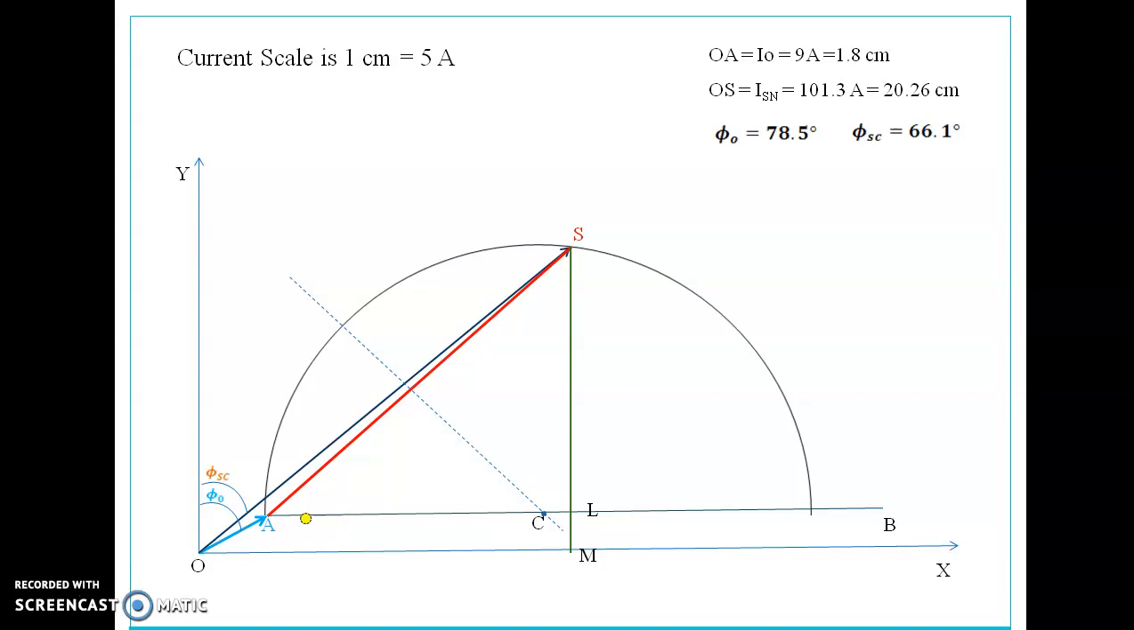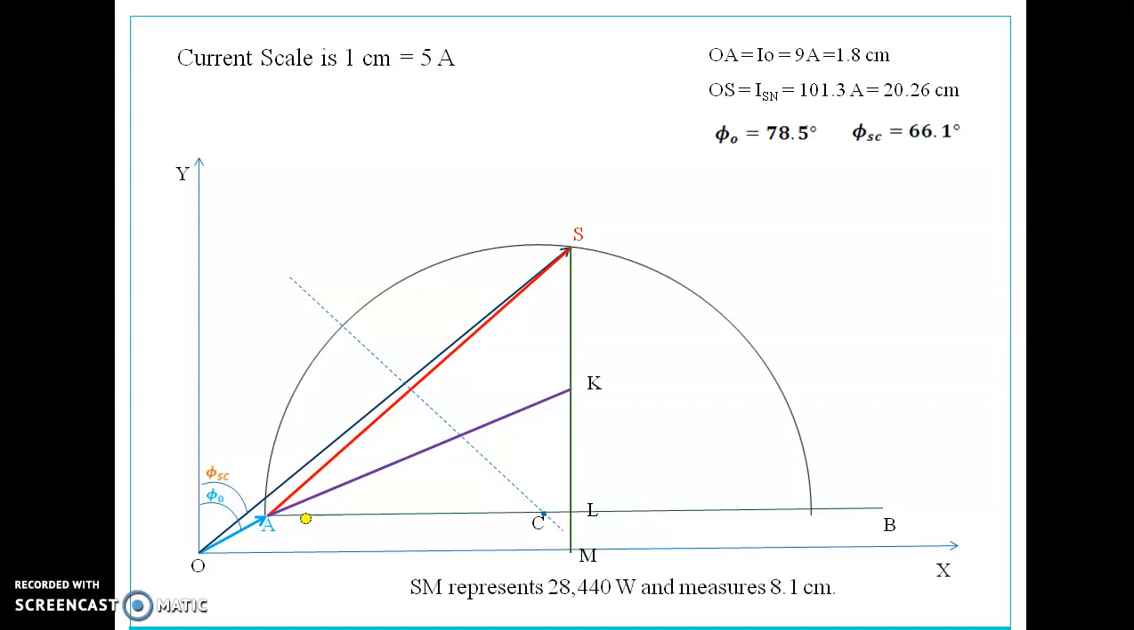Now we have to fix the point K such that SK by KL will be equal to rotor copper loss by stator copper loss. In this particular question, nothing has been mentioned about the copper loss ratio, so let's take it as 1:1. So K will be fixed such that SK is equal to KL. And AK will give you the torque line.